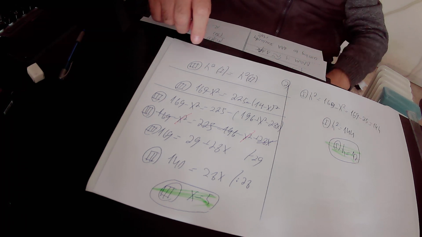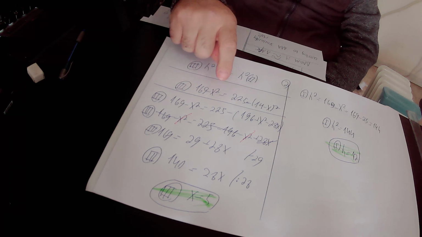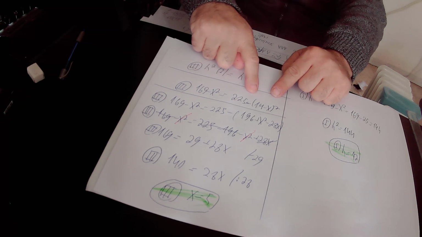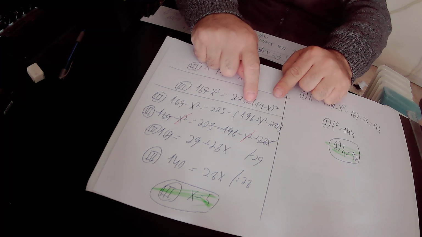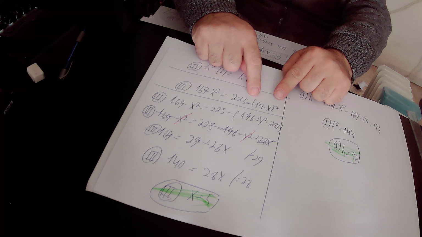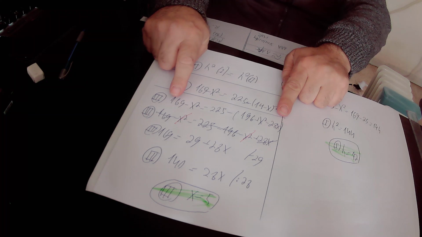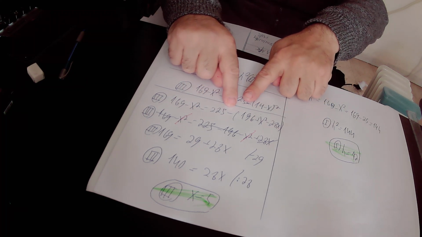So according to equation number 3, 169 minus x squared equals 225. Here we open the brackets. Actually, (14 minus x) squared equals 14 squared, that is 196, plus x squared minus 2 times 14x, that is minus 28x. So 169 minus x squared equals 225. We open the brackets here.